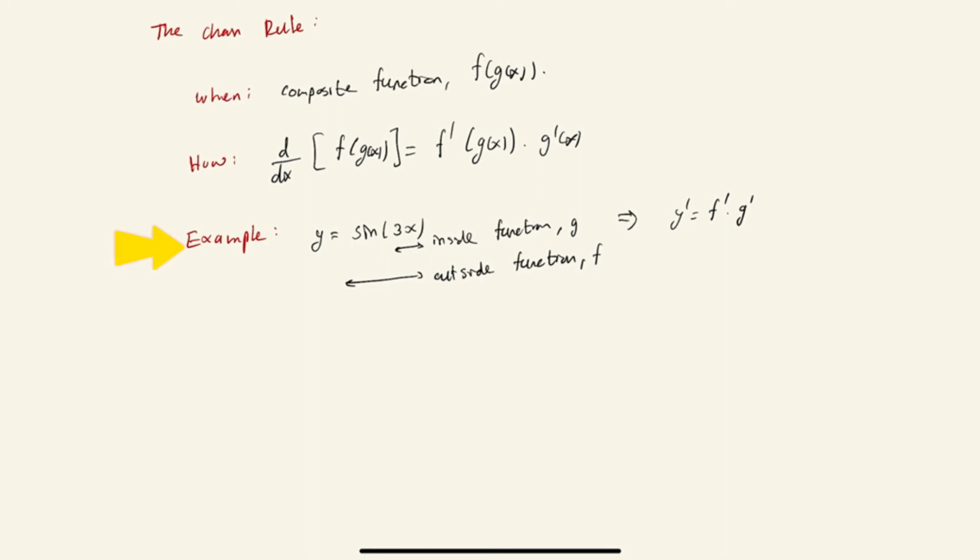An example is when we have y equals sine of 3x. The inside function is g, which is 3x, and the outside function is f, and it is sine. And then the derivative of y is f prime times g prime.